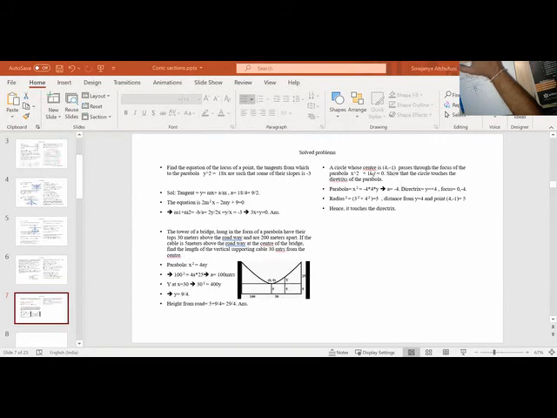So the circle whose center is this passes through the focus of the parabola, and the distances are the same, 5, so it touches the directrix. The circle's center is 4 minus 1 and the radius is 5.